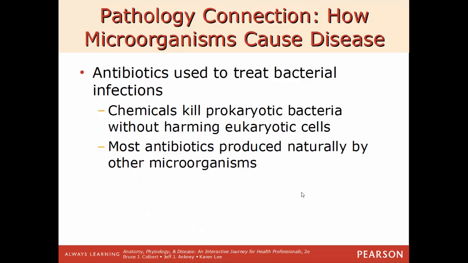Of course, the way you treat bacterial infections is through antibiotics. These are chemicals that kill these types of bacteria without harming your normal body cells. And most antibiotics are produced naturally by other microorganisms. Again, the key thing here is they will attack the bacterial cells but not impact your normal eukaryotic cells.